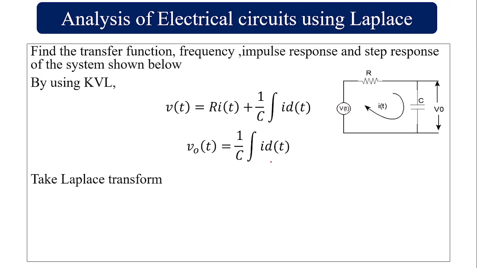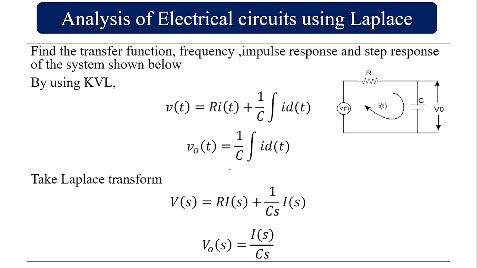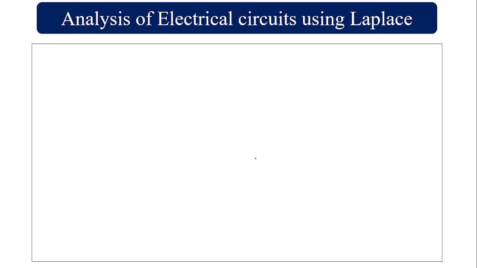Taking the Laplace transform of both equations, v(t) becomes V(s) = R I(s) + 1/(Cs) I(s), and the output equation is V0(s) = I(s) divided by Cs. With the help of these two equations, we are going to find the required values.